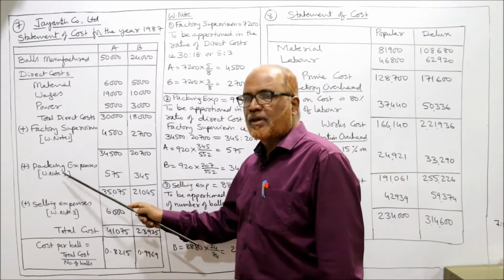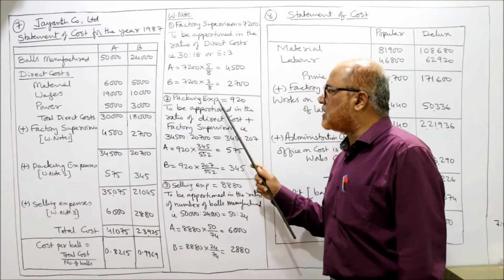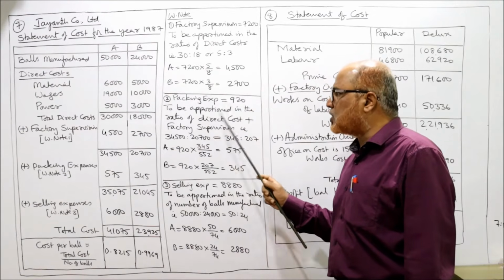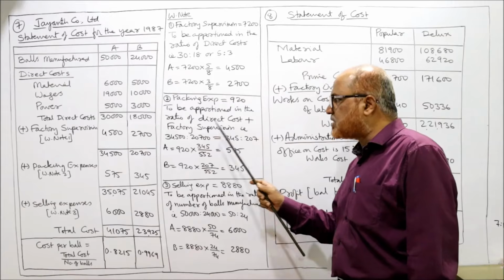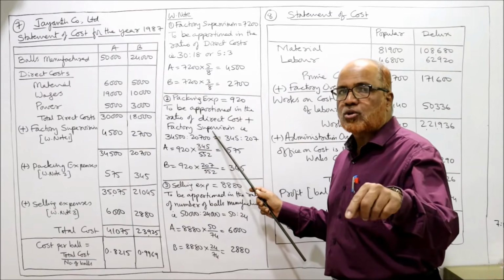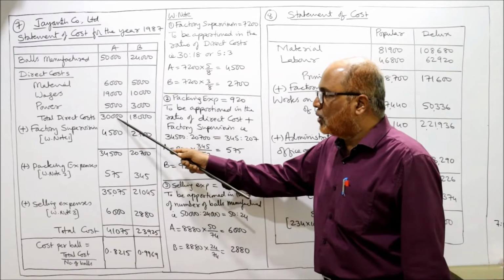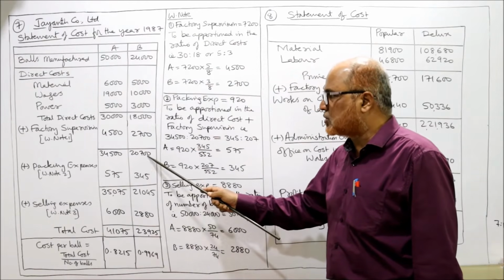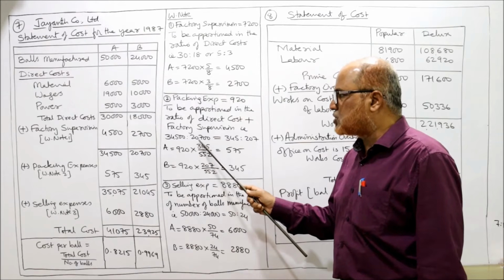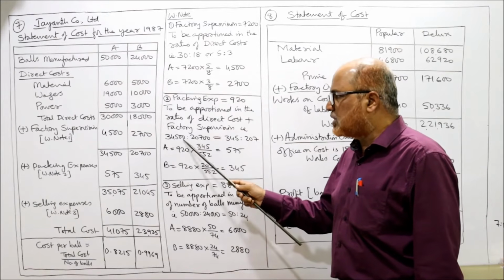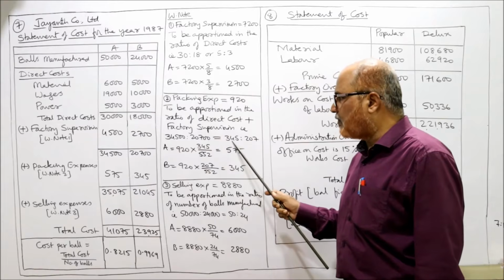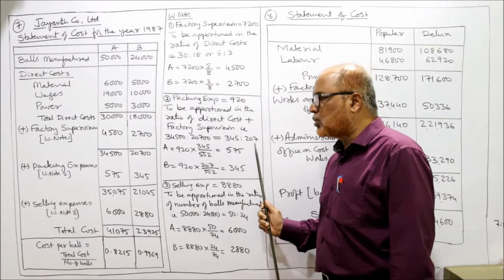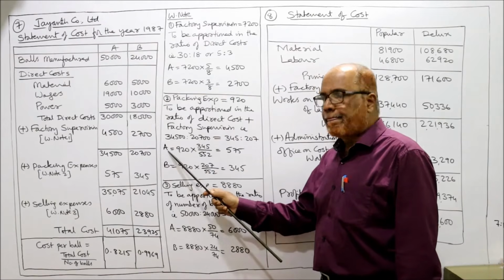Working note number 2. In working note number 2, I am explaining packing expenses are given 920 and it is given the instruction given in the problem to be apportioned in the ratio of direct cost plus factory supervision. Direct cost plus factory supervision. ये दोनों को ऐड कर दिया तो कितना आ गया? 34,500 is to 20,700. अब 2 zeros अगर कैंसिल कर देंगे तो 345 is to 207. तो रेशो क्या हो गया? 345 is to 207.